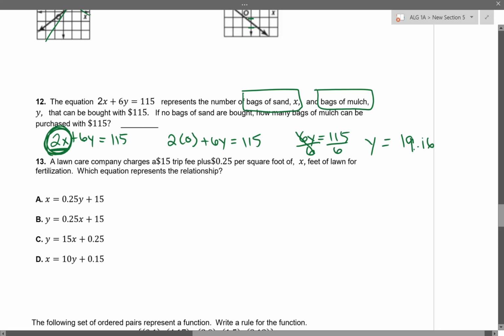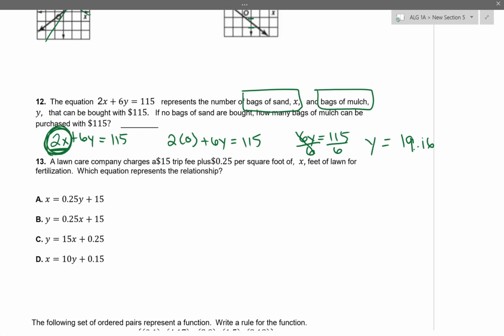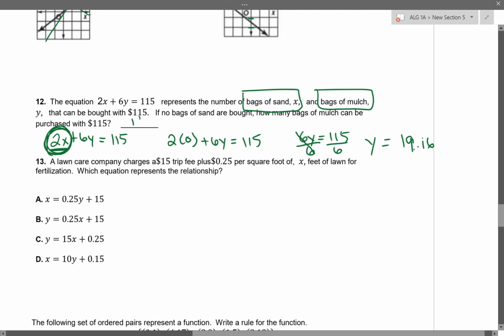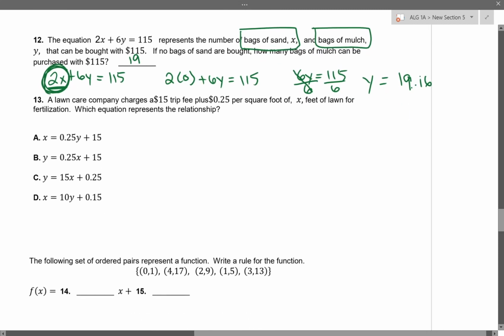So if no bags of sand were bought, how many bags of mulch can be purchased? About 19 bags. Okay, let's move on to number 13.